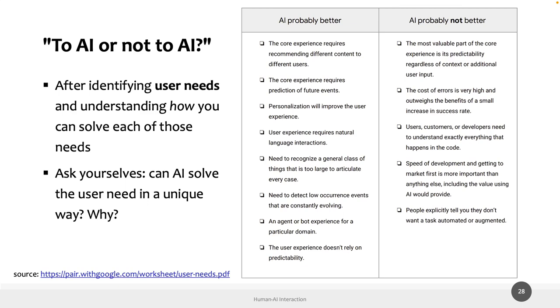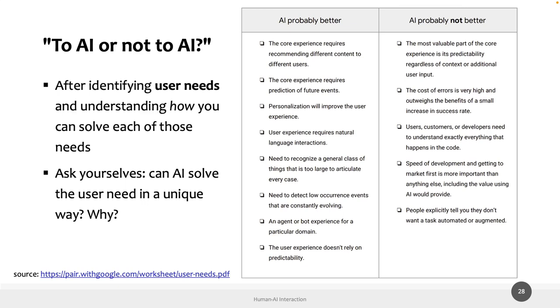So Google says that after identifying user needs and understanding how you can solve these needs, you can ask yourself if AI can solve the identified needs in a unique way or not. So you can see in the slide that there are some suggestions to identify when AI is probably better and when AI is probably not better.